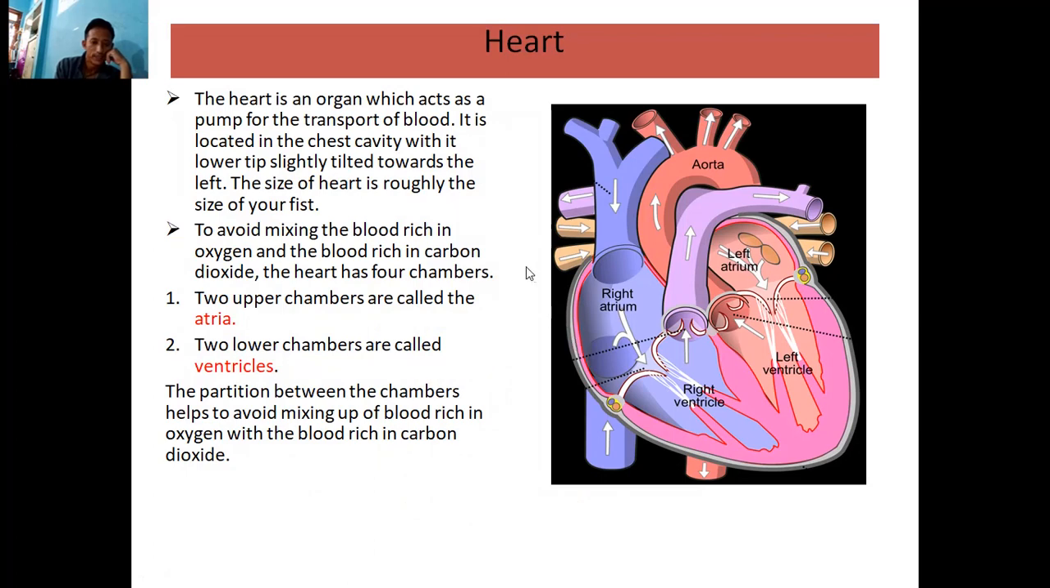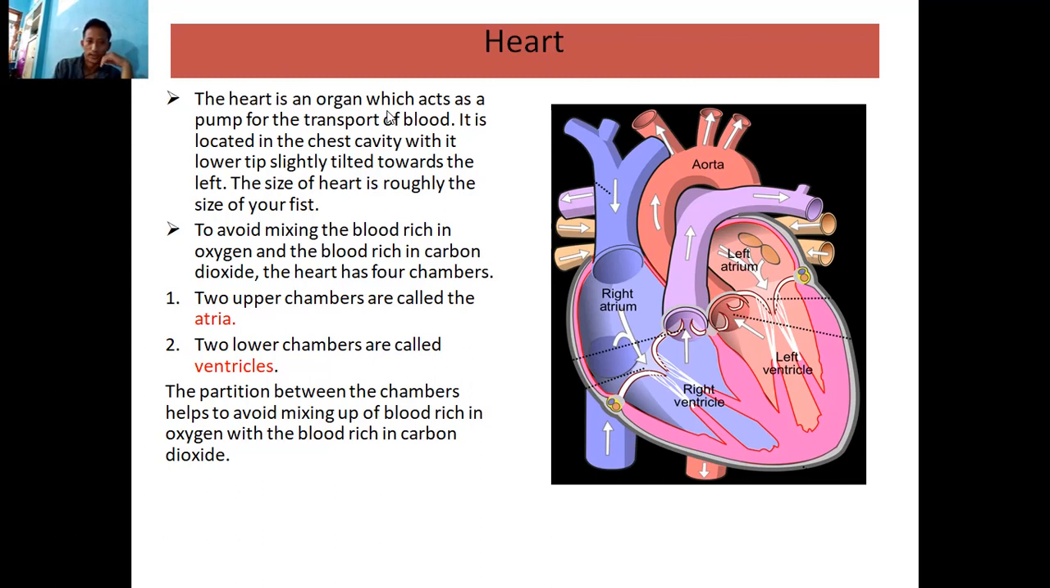The blood flows through tubes to the heart. The heart has chambers, and the heart is an organ which acts as a pump for the transfer of blood. It is located in the chest cavity with its lower tip slightly tilted towards the left. The size of the heart is roughly the size of a fist. The heart acts as a pumping machine: it pumps blood and transfers blood through vessels. The heart is located in the chest cavity, tilted slightly to the left side.